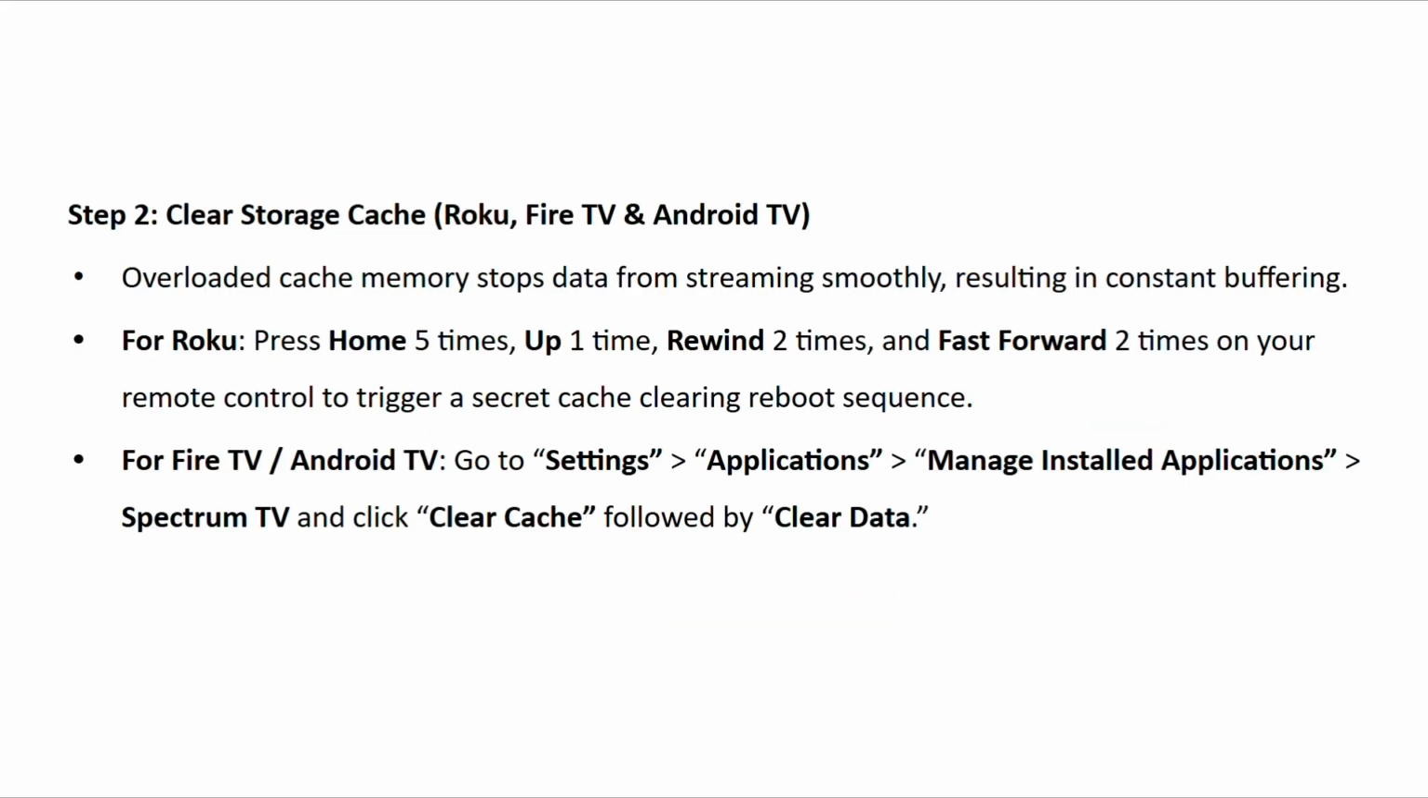Step 2, clear storage cache, Roku, Fire TV and Android TV. For Roku, press home 5 times, up 1 time, rewind 2 times, and fast forward 2 times on your remote control to trigger a secret cache clearing reboot sequence. For Fire TV slash Android TV, go to settings, then go to applications, click on manage installed applications, then go to Spectrum TV and click clear cache followed by clear data.